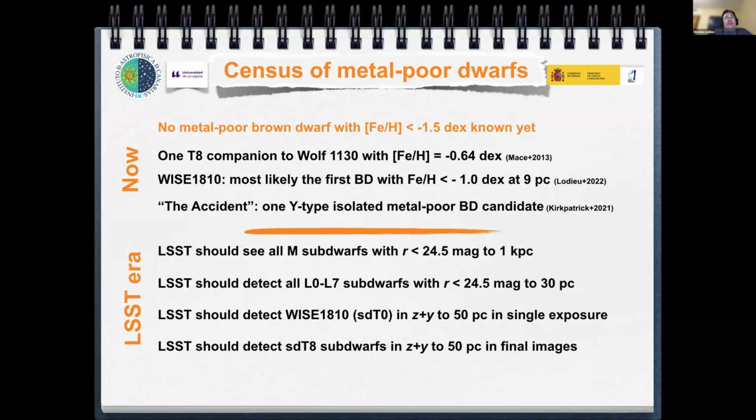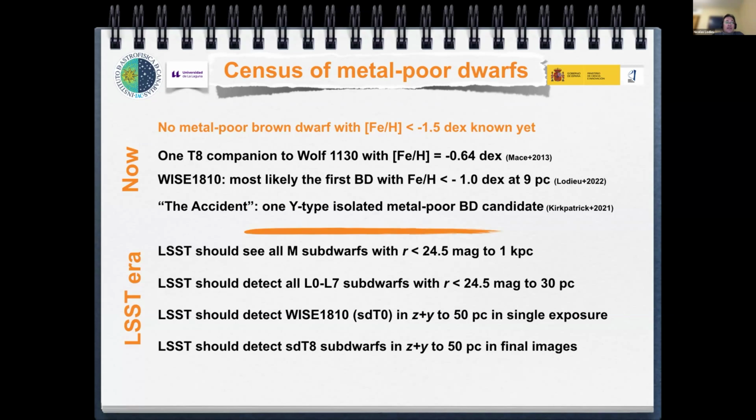What is the current census of metal-poor dwarfs? I would say that right now, I don't know any metal-poor brown dwarfs with a metallicity below minus 1.5 dex. However, we do know some objects that are metal-poor. We know the T8 companion to Wolf 1130, with a metallicity of minus 0.64, that was discovered already a decade ago by Mace and collaborators.